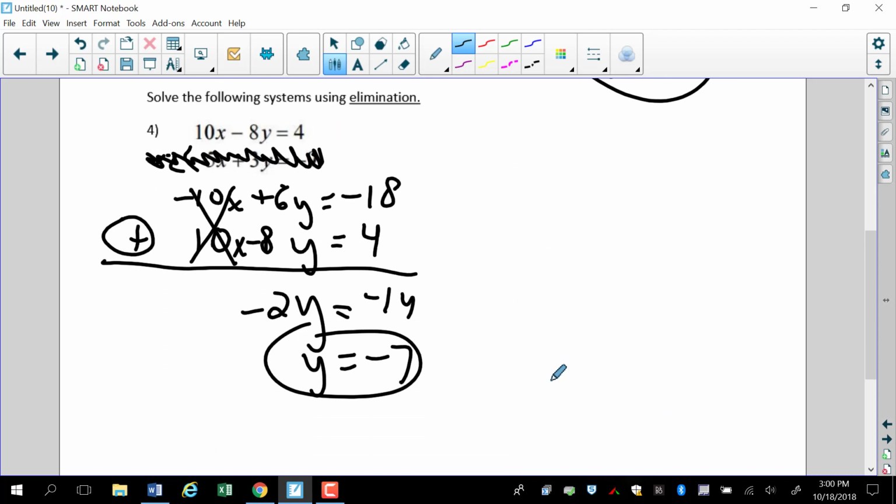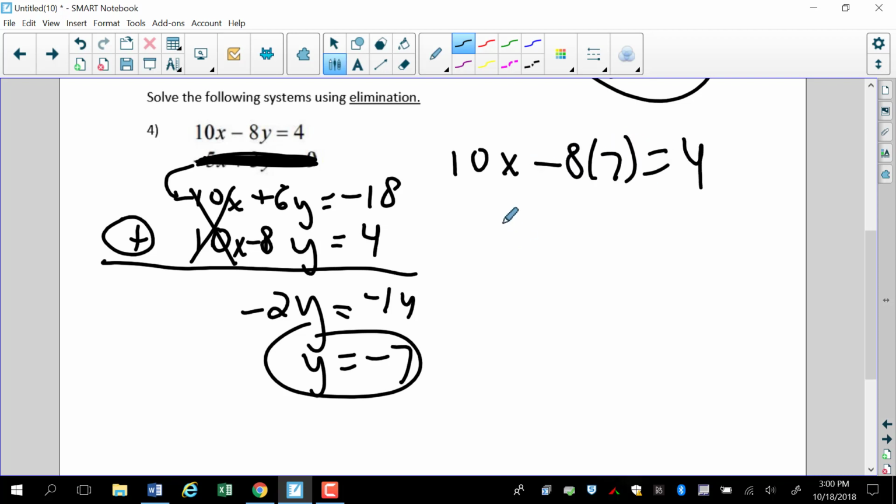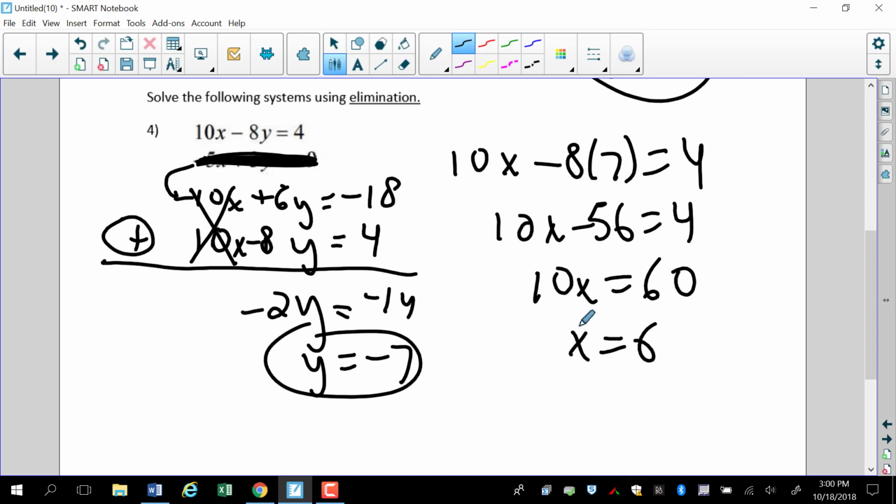The trick is you have to be able to recognize multiples of numbers and see how can we get 5 to become a 10 or 3 to become an 8. In this case, it was pretty straightforward where we just doubled this bottom equation to get this new one. So we get y equals 7, then you plug it in here. 10x minus 8 times 7 equals 4. 10x minus 56 is 4. Add 56 to both sides, and x equals 6. So I get the answer 6, 7.